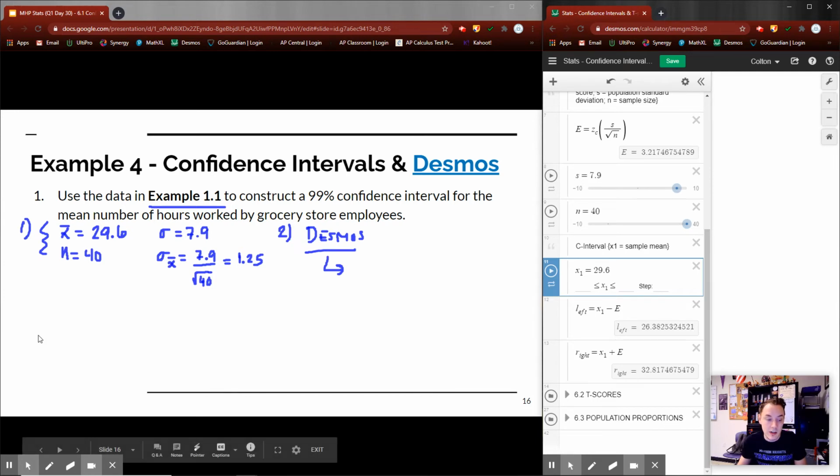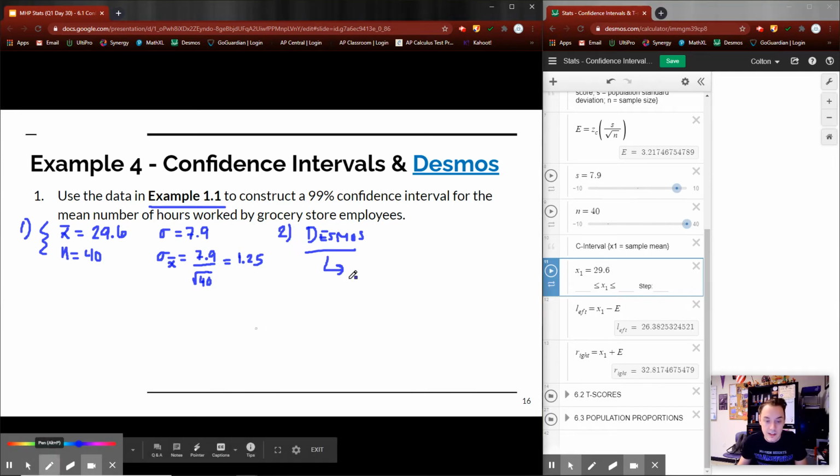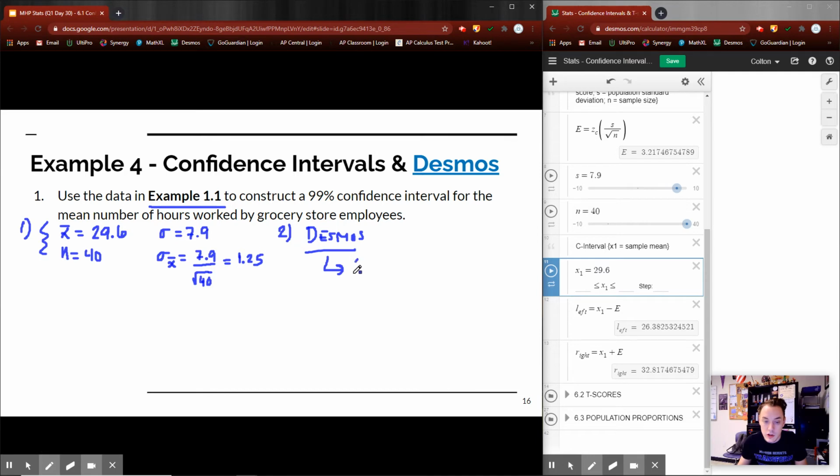I'm done. So that's how you use the full power of the Desmos calculator. So let's go back over here and let's actually write this out. So that means in parentheses, I have my left endpoint, 26.4, comma, and then 32.8. This is my confidence level, and this is my answer. And oftentimes you will write it like this into Math Excel.